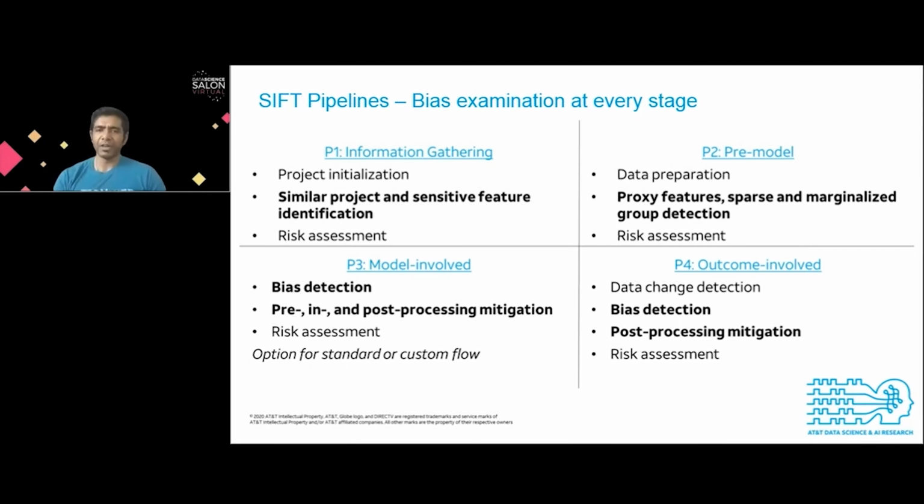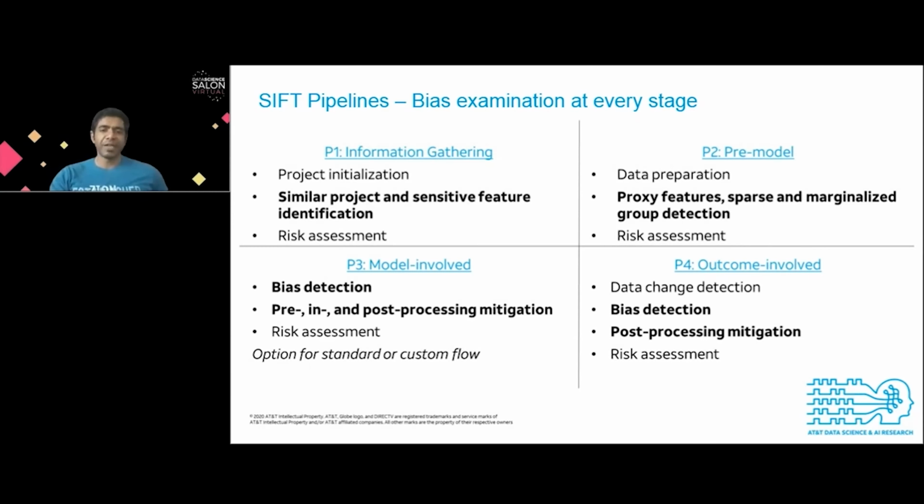Next, pre-model. In the pre-model, you basically prepare to fit the model. So prepare the data, build your features, clean the data, standard data science procedures. Apart from the standard procedures, you also aim to identify certain bias-related things. For example, proxy features that are highly correlated with sensitive features, or groups of sparse samples or marginalized groups corresponding to any of the subgroups of the sensitive features. And after detecting this, you again do a risk assessment. This risk assessment part is important in the sense that after each of these pipelines, you do a risk assessment to see whether, in light of the new information from the previous steps of this pipeline, it is safe to proceed to the next pipeline.